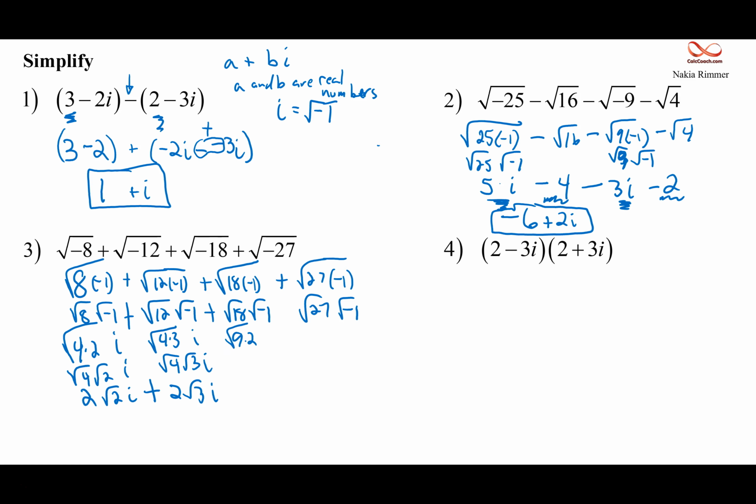9 times 2 is what 18 is. Why 9? So that we can have a perfect square. And that's going to be 3 root 2i. Everything is added in this question. And then finally, root 27, that's 9 times 3. And then we'll root the 9 and root the 3, giving us 3 root 3i.